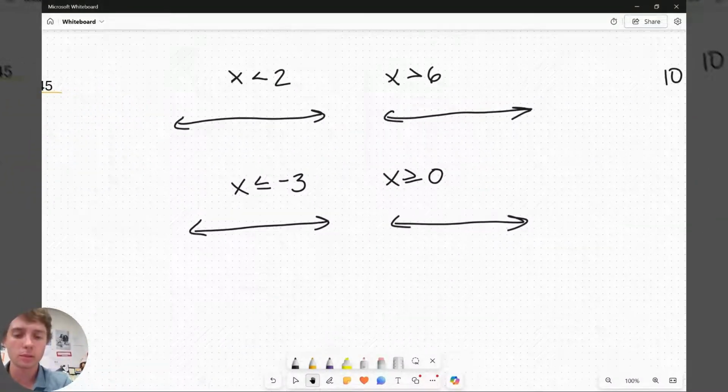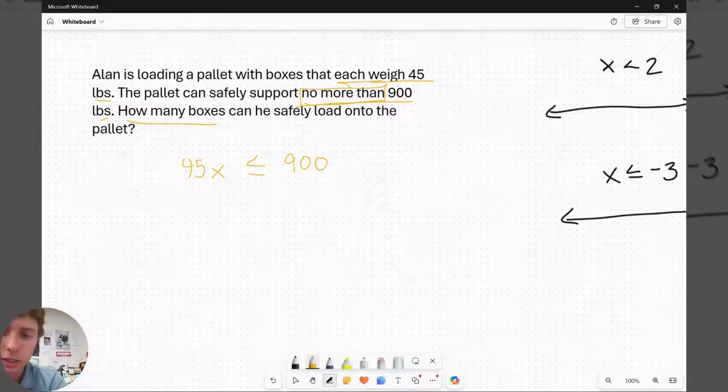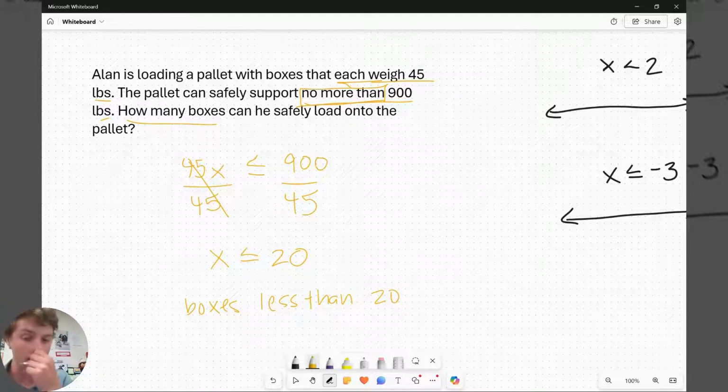Knowing that, let's talk about some things that happen. On that last problem, let's finish this. If you were to solve it, you could divide by 45 on both sides and find that x, the number of boxes, must be less than or equal to 20. I'm just not going to write the equal to part there because that's a lot of extra work. So we know the boxes have to be less than 20.